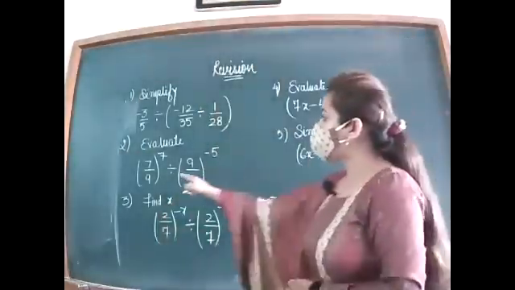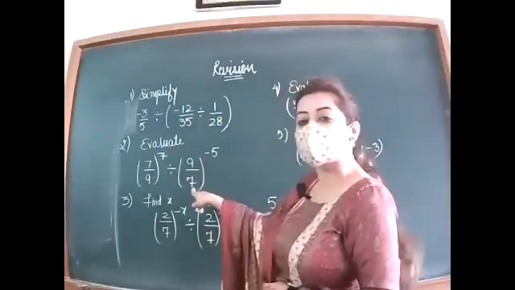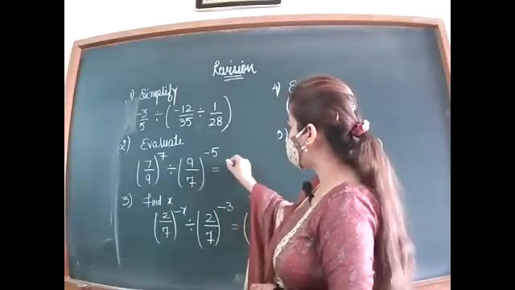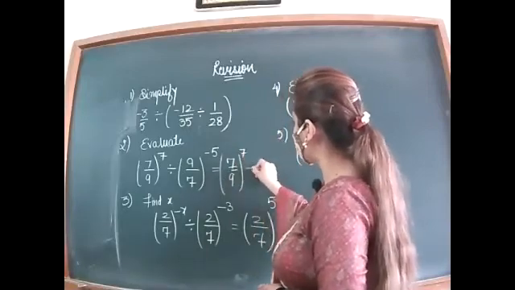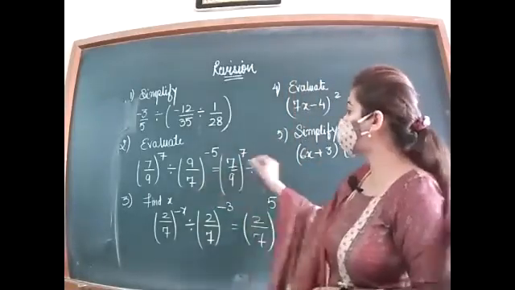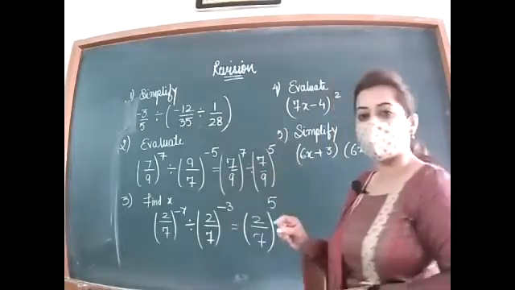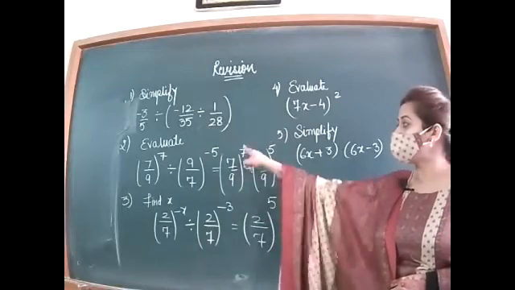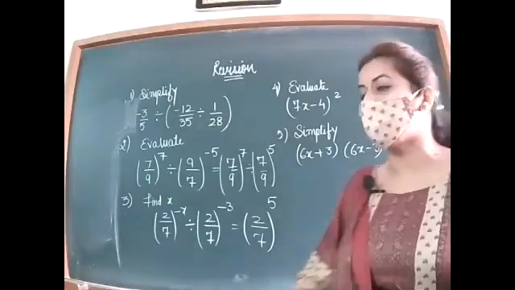Second question. Bases are different, powers are different, but we can make the base the same. Take the reciprocal of this base to make it positive: 7 by 9 whole raised to power 7. Divide is the same. When you take the reciprocal, it is 7 by 9 whole raised to power 5. Base is the same. We are dividing, so the power will be subtracted. So the answer is 7 by 9 whole raised to power 2.